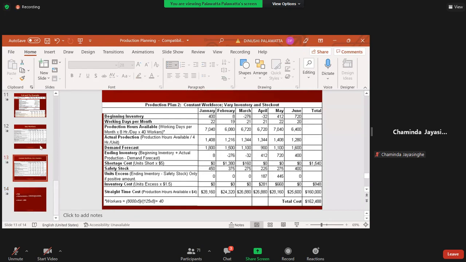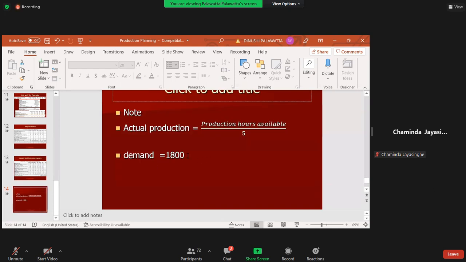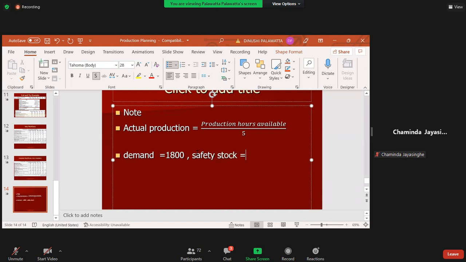And then the safety stock is 450. Okay, and then safety stock is also normally kept where inventory is kept.